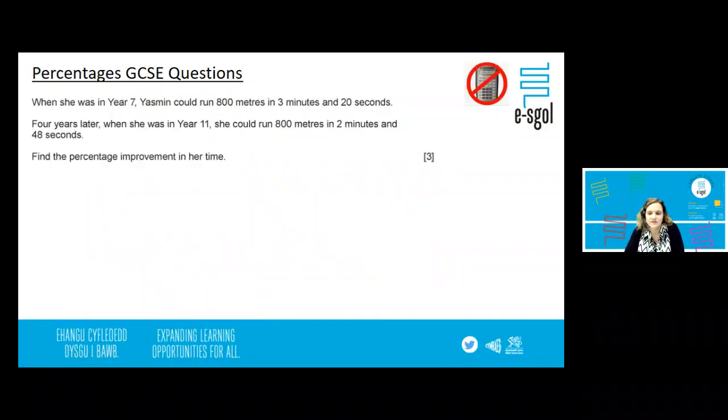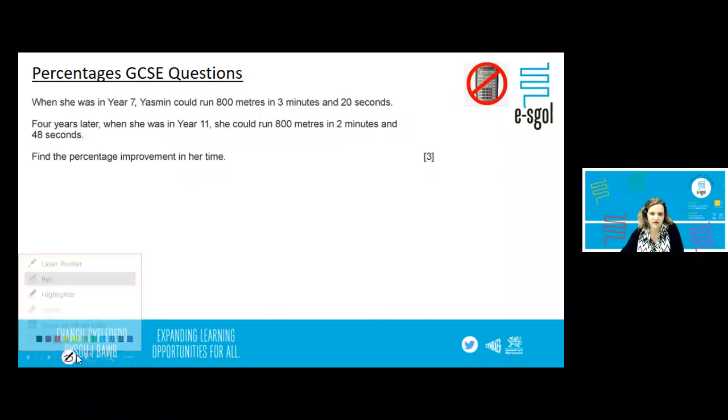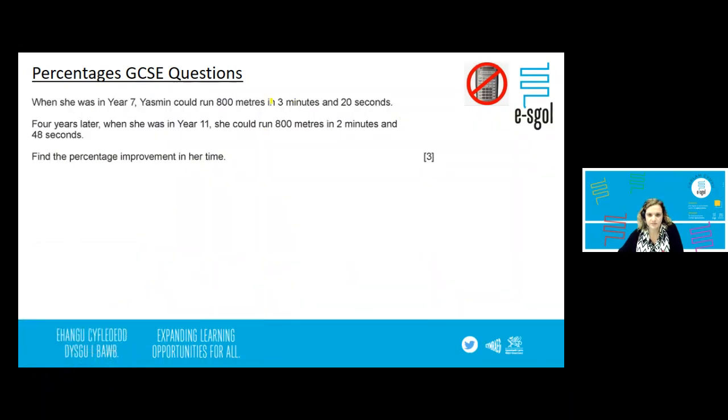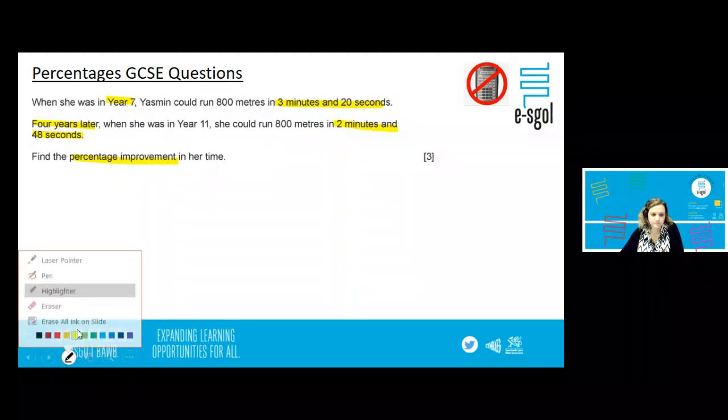So we now have, this is a non-calculator question, so this would be in a unit 1, the first paper that you will sit out of the 2 papers that you do. So it says, when she was in year 7, Yasmin could run 800 metres in 3 minutes and 20 seconds. Okay, so 3 minutes 20 seconds in year 7. 4 years later, when she was in year 11, she could run the 800 metres in 2 minutes and 48 seconds. Find the percentage improvement in her time.